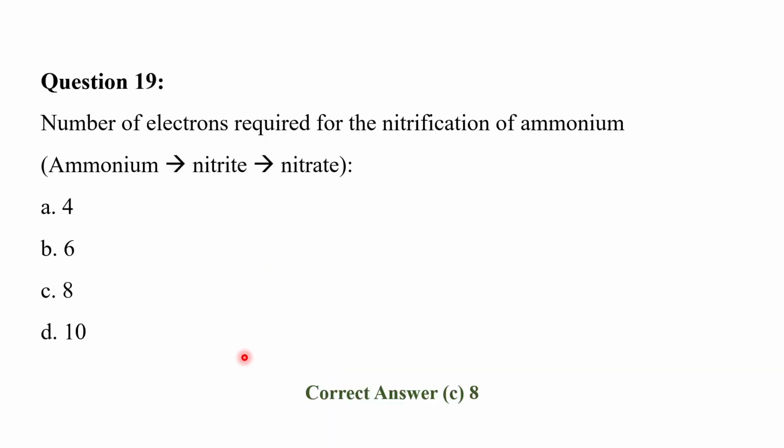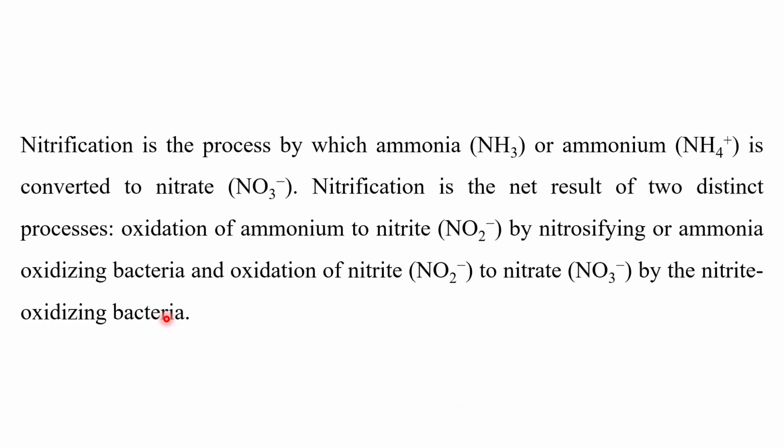So if you see in the question, number of electrons required for the nitrification of ammonium. Nitrification of ammonium means ammonia to nitrite, that requires 6 electrons, and then nitrite to nitrate, that requires 2 electrons. So total number of electrons is 8. Option number C, 8 is the correct answer. I hope this is clear.